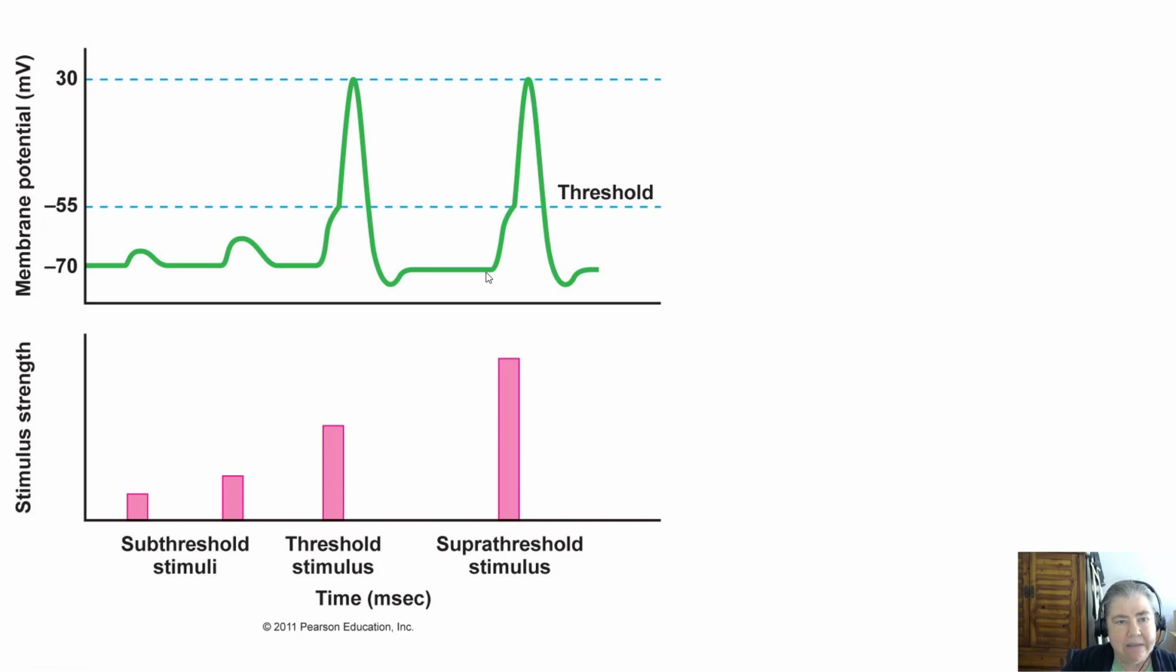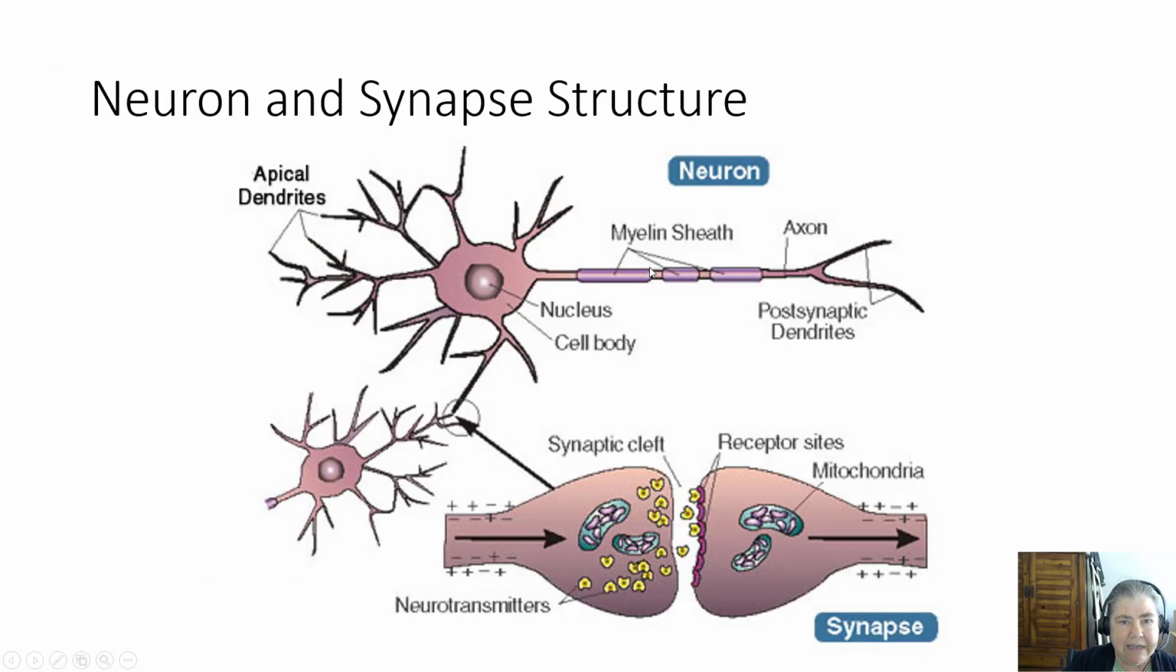Our next stimulus is big enough to trigger another action potential, and it's going to be exactly the same. These small subthreshold stimuli don't affect the action potential. If this particular stimulus was up to here, it doesn't matter. You wouldn't get a bigger action potential. The action potential is always the same.